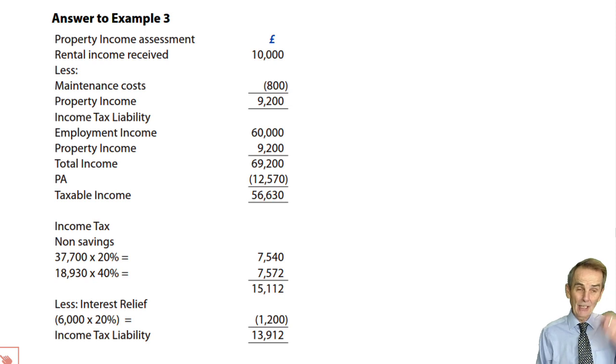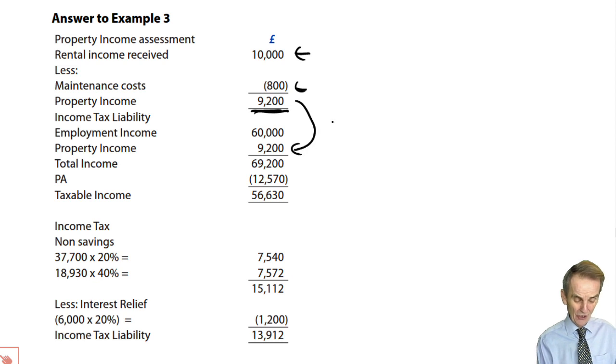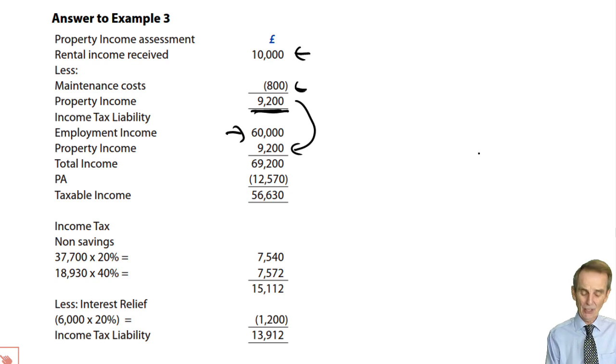Okay, looking at the answer now, hopefully no problems for your good selves here. We firstly work out the property income assessment, which we knew to be 9,200, because the rental income received of 10 was reduced only by the payment for maintenance costs of 800. So your property income assessment, again non-savings income, same as employment income, is then included within your income tax computation, along with the other form of non-savings, employment income. Get your total income at that level of income there. Total income is the same as net income here.